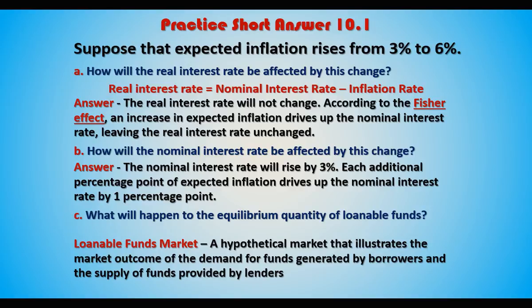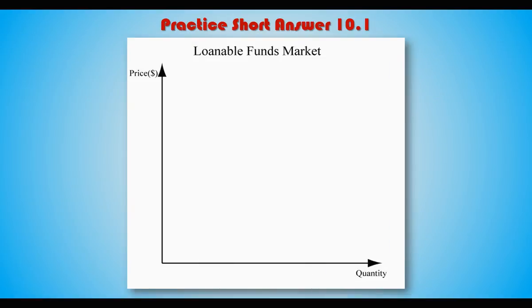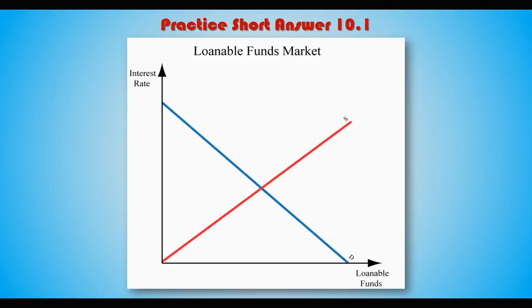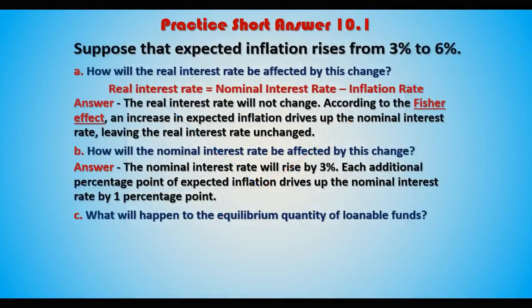So again, the loanable funds market is a hypothetical market that illustrates the market outcome of the demand for funds generated by borrowers and the supply of funds provided by lenders. Again, you've got the price, you've got the quantity. The price is the interest rate. You've got the downward sloping demand. You've got the upward sloping supply. They set an equilibrium interest rate and an equilibrium quantity of transacted loans.